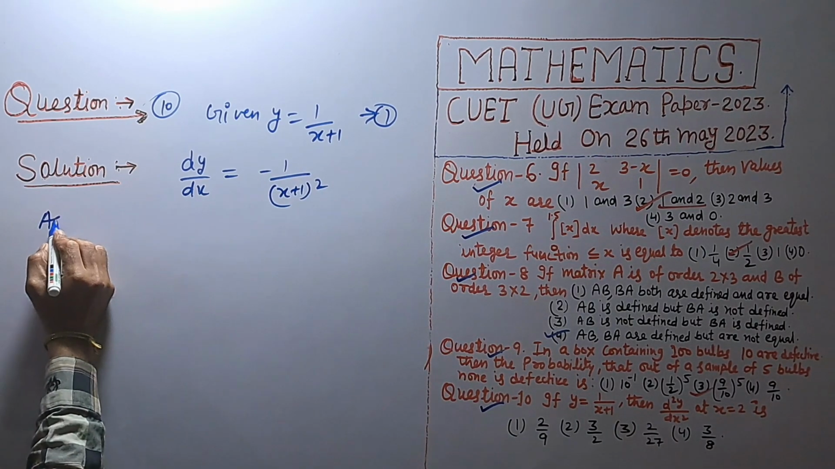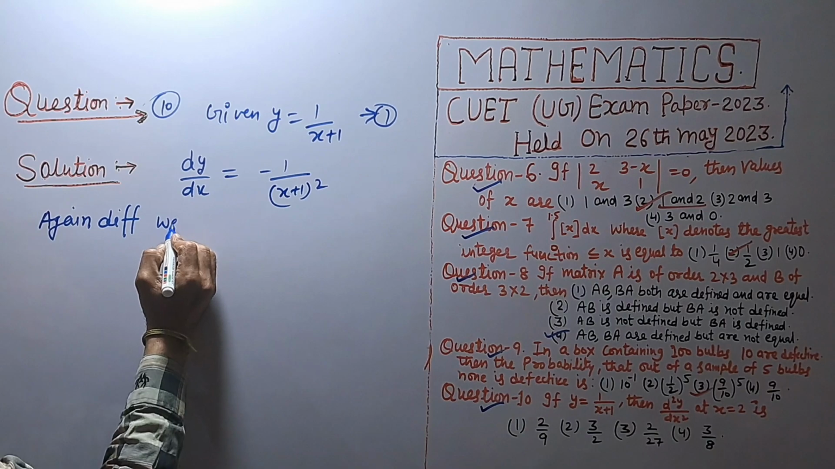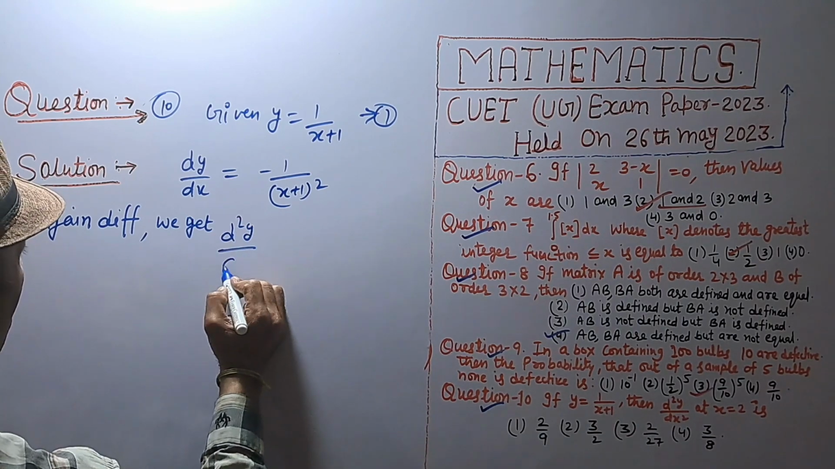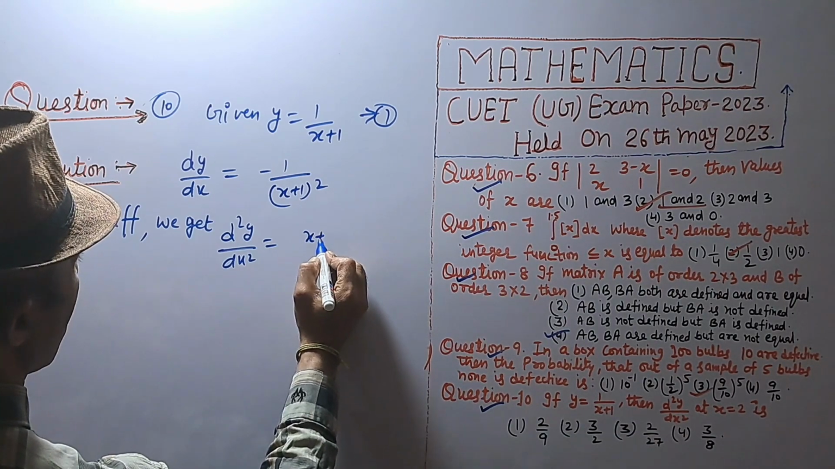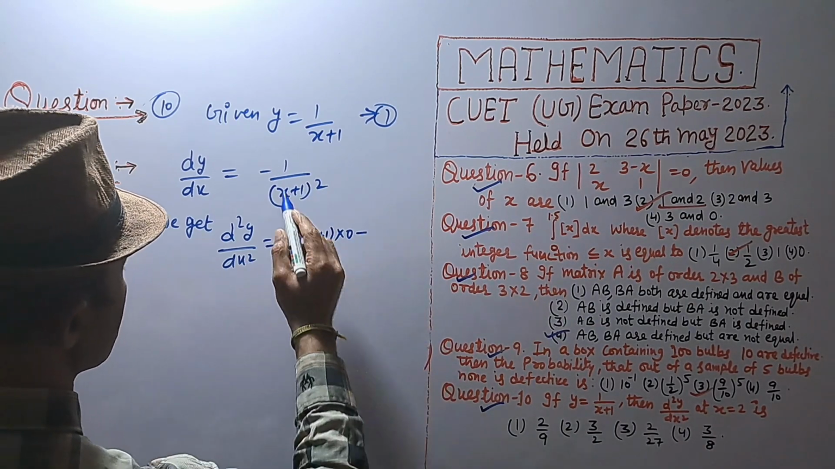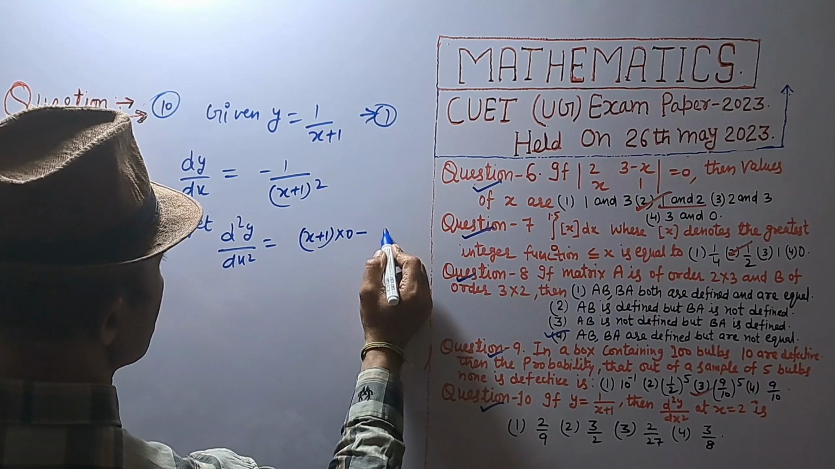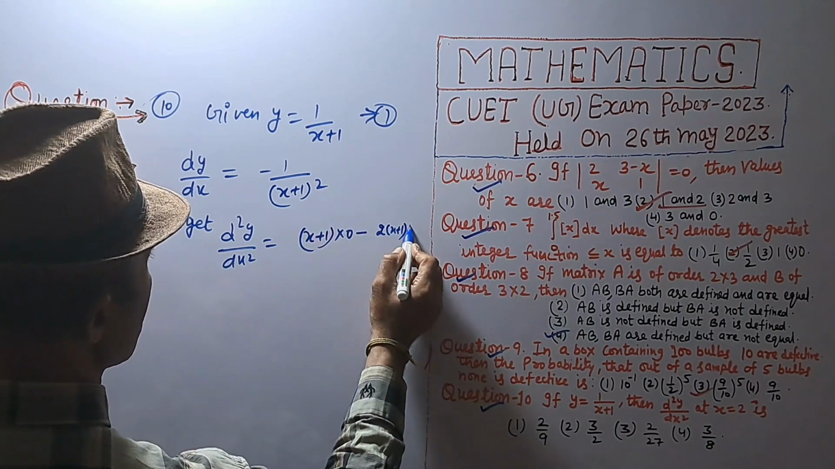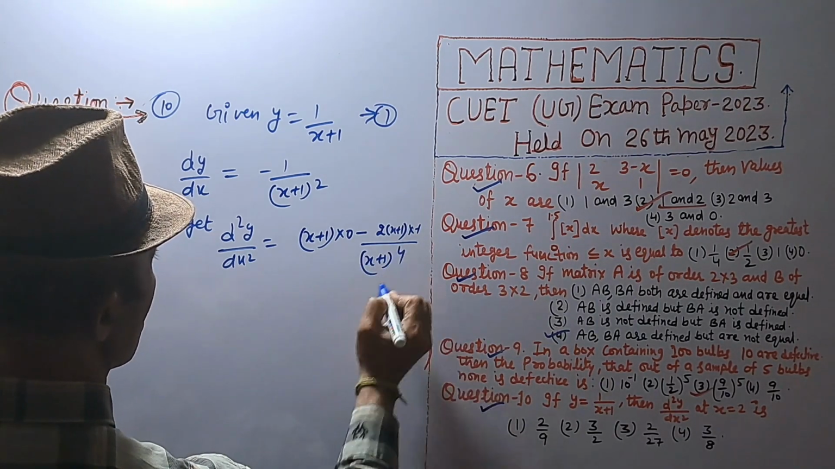Again differentiating, we get d square y upon dx square is equal to x plus 1 as it is, differentiation of minus 1, that is 0, minus derivative of denominator, that is 2 into x plus 1 into minus 1, divided by x plus 1 raised to power 4.